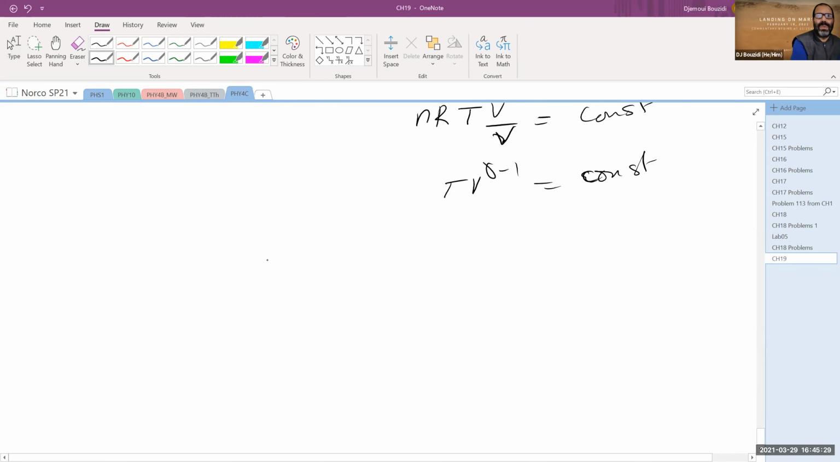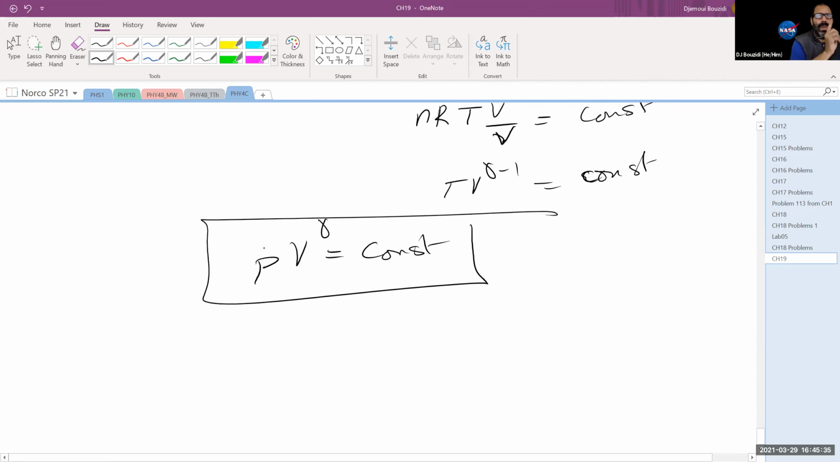What you need to remember is PV to the power gamma is constant in an adiabatic process. Adiabatic process.